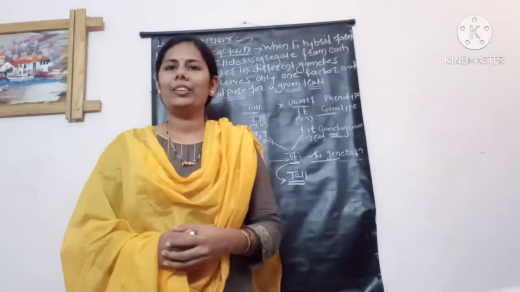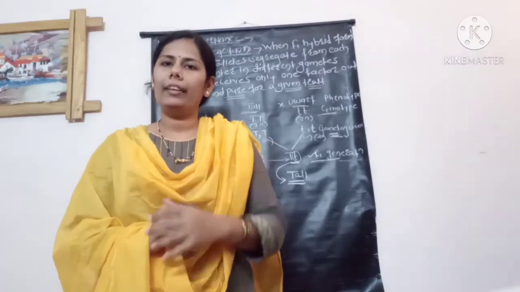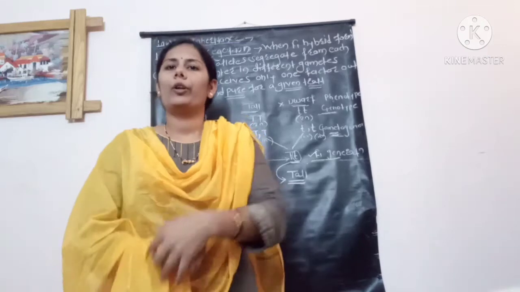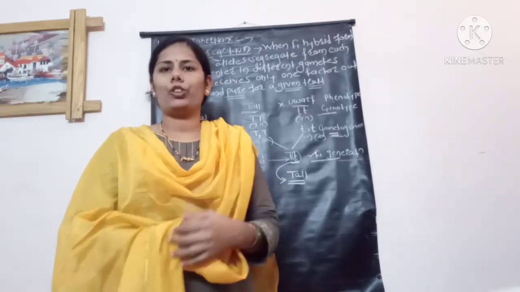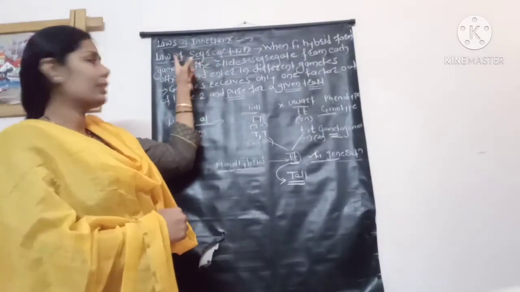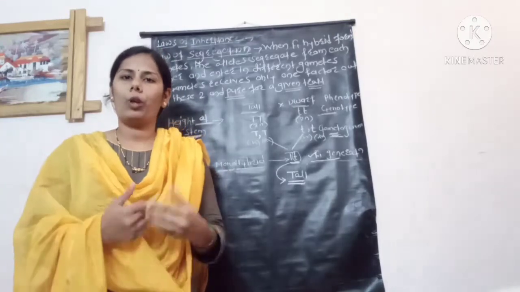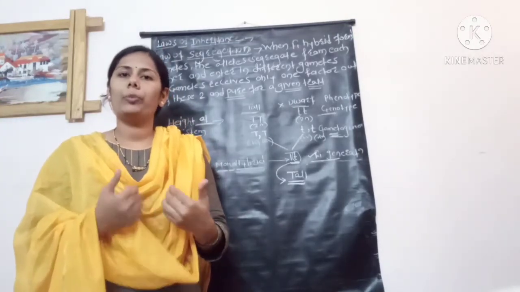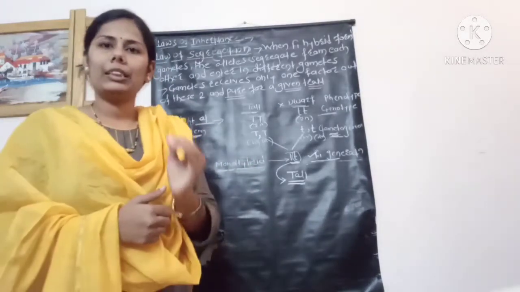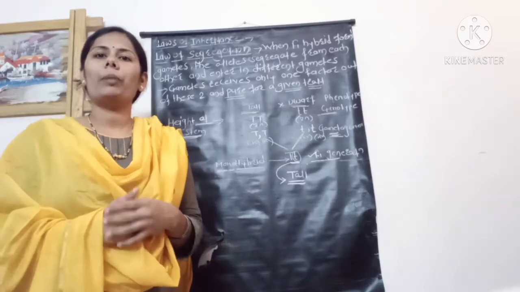Hey, hi students. In the previous lecture we studied monohybrid and dihybrid cross and the first law of inheritance, that is law of dominance. In this lecture we will study the second law of inheritance, that is law of segregation. It is also called law of separation or law of purity of gametes. Firstly, we will see the statement of this law. What is exactly the law of segregation?